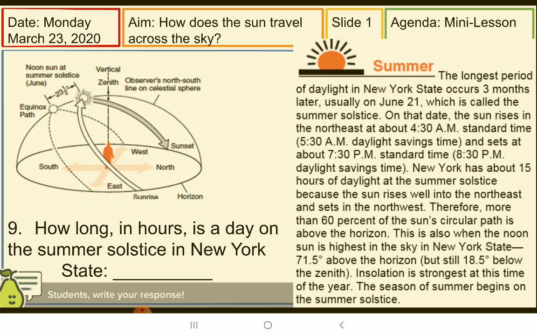And it's going to set at 7:30 p.m. Standard Time, or 8:30 p.m. daylight savings time. So I know none of you guys are awake at 5:30 a.m. in the summer, so just trust me on this one. And you guys don't have to go try it out for yourselves.